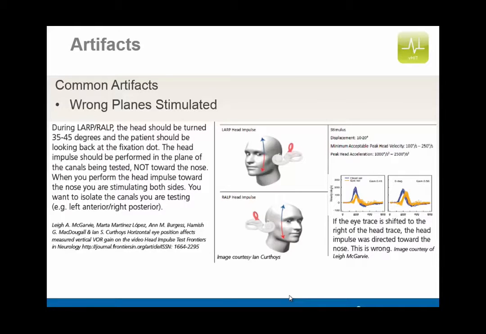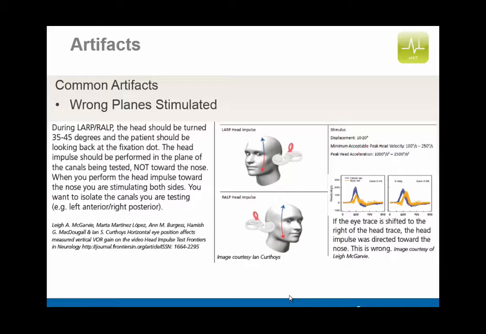So during LARP and RALP, the vertical head impulse test, the head should be turned 35 to 45 degrees, and the patient should be looking back at the fixation dot. The head impulse should be performed in the plane of the canals being tested, not towards the nose. So you should be going towards the plane of the canals, not towards the nose.